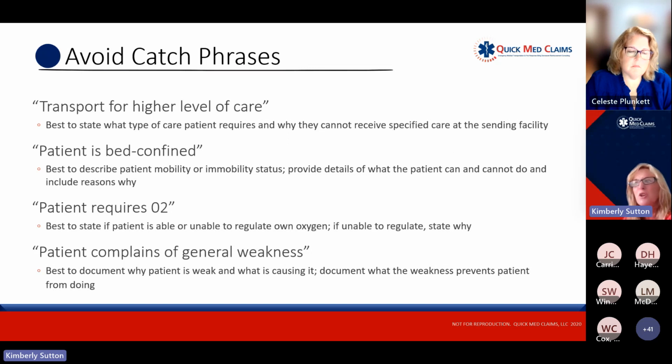And then the complaints of general weakness. Best to document why the patient is weak. We see a lot of weakness. Define what that is. Can they not lift up their legs? Are they not stable for a 2+ transfer? Just simple things. As Celeste says, we don't want to overwhelm you and feel like you have to put lots of details in there, but just remember that these catchphrases, higher level of care, bed confined, requires O2, and general weakness, need a little more support to define what is happening.